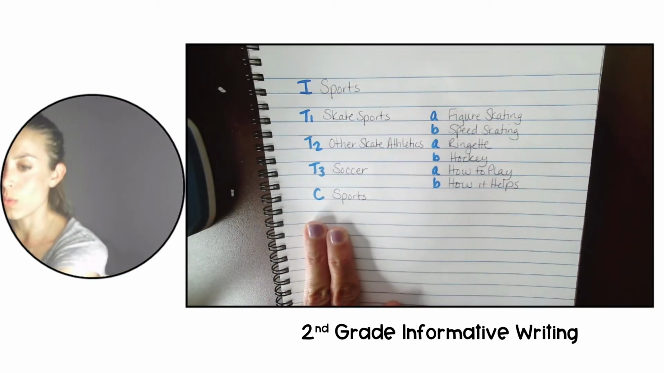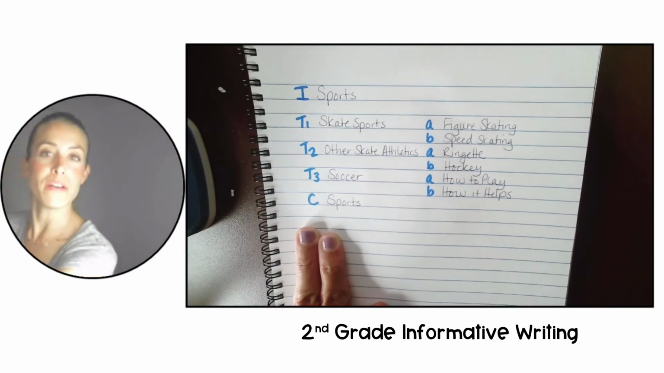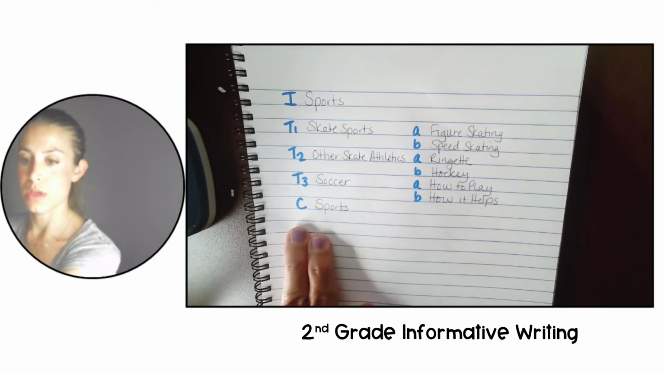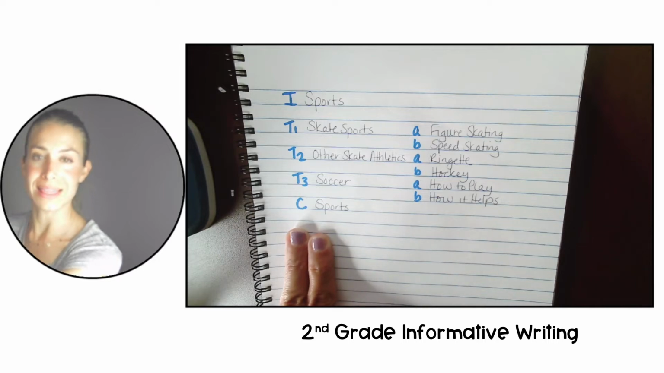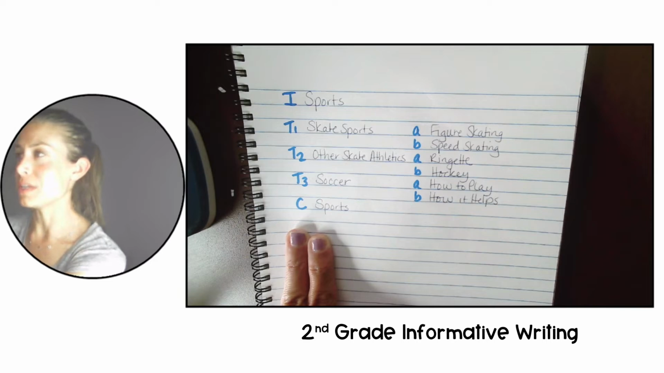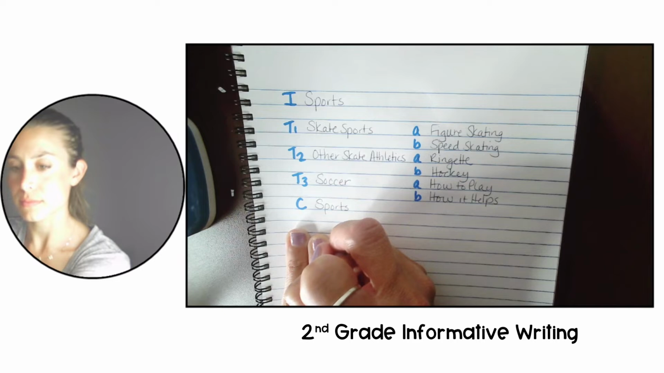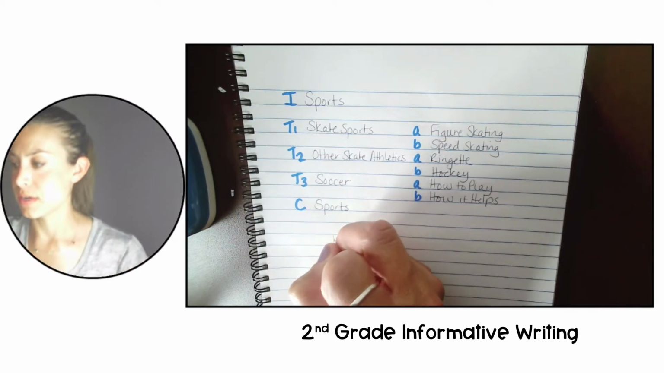And remember, I always indent, which is a 2-finger rule. So I put my 2 fingers here. It's the space that's always on the first line of each new paragraph. So I want to say, did you know there are many different sports you can play? So I'm going to start right here.